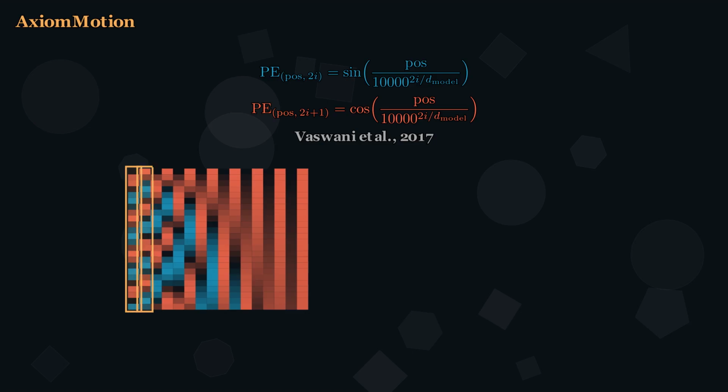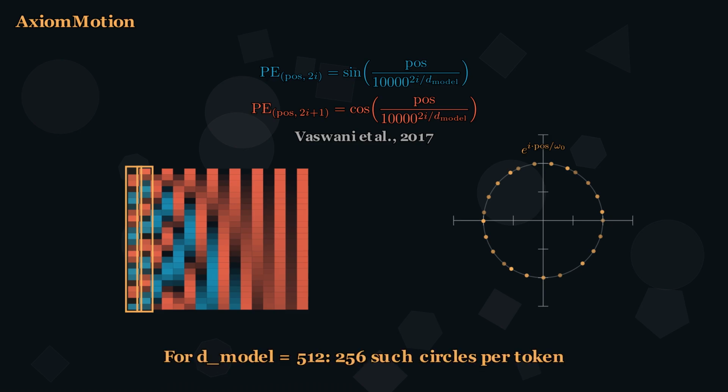Pull out any adjacent pair of columns. They trace a unit circle. This is Euler's formula applied directly. Each pair of dimensions is a rotating phasor. For a standard transformer with d_model equals 512, there are 256 such circles running simultaneously for every single token.